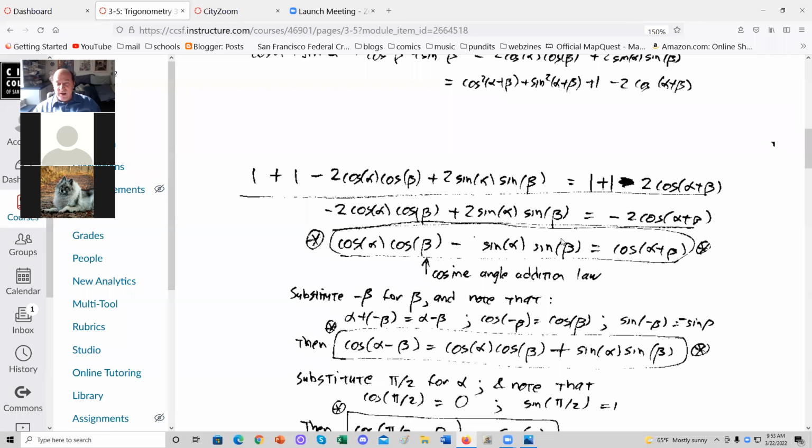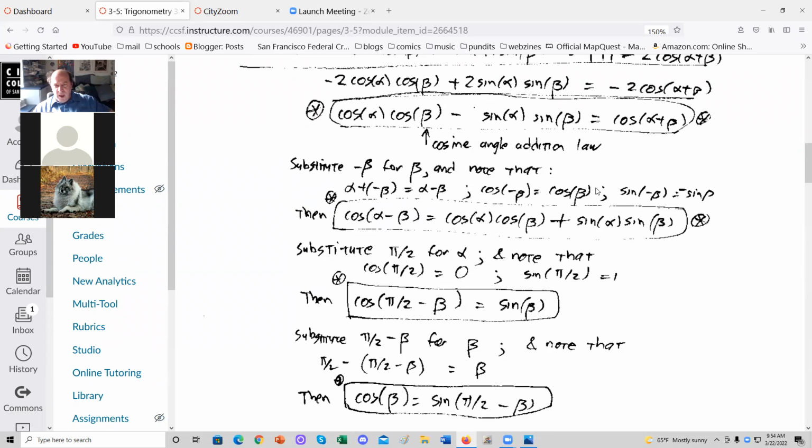The cosine difference law, cosine of alpha minus beta, will simply substitute a negative beta in here and here and here. And because cosine of negative beta is cos beta and sine of negative beta is negative sine beta, you get the cosine of alpha minus beta equals cos alpha cos beta plus, the negative flips to a plus, sine alpha sine beta. This is the cosine angle subtraction law.